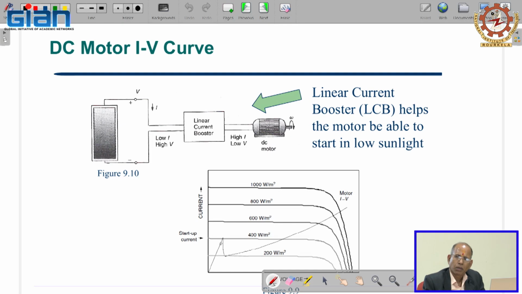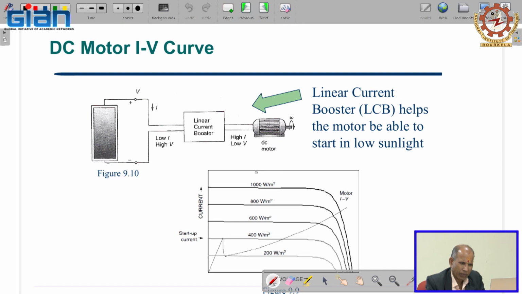But we want a very long duration of application for water pumping. So what we want is that the motor can somehow be started corresponding to say 200 watt per meter square level. For example, here it is 10 AM, here it is 8 AM. If you want long hours of operation for the DC motor, how can you do that?